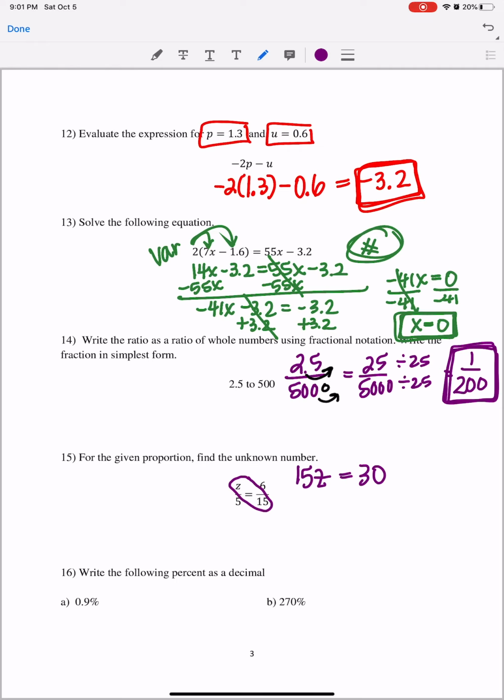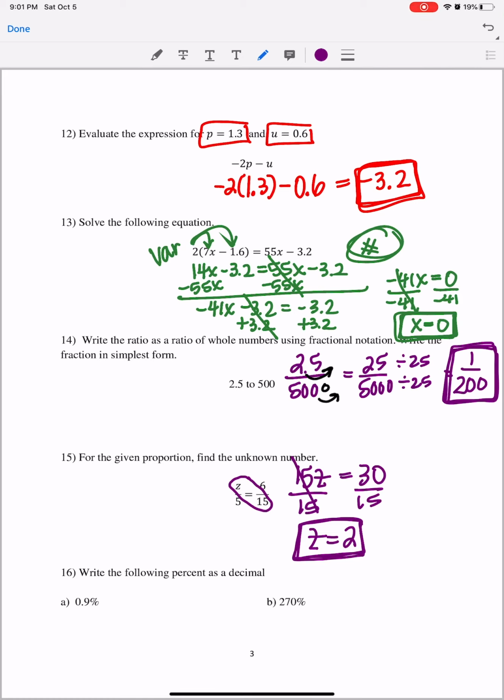Please remember with these proportions, a lot of times you guys will write this as a fraction and do 15z over 30. When you cross multiply, they need to go side by side with an equal sign in the middle. So now that I have 15z equals 30, to get z by itself, simply divide both sides by 15, and we will get z equals 2. That's our answer.